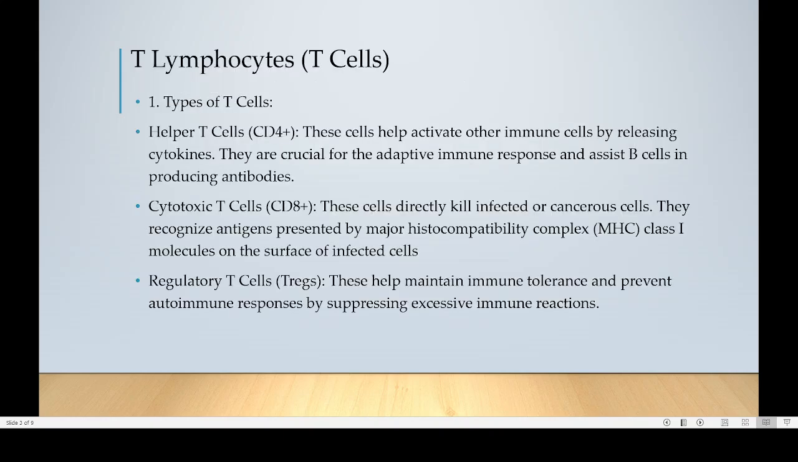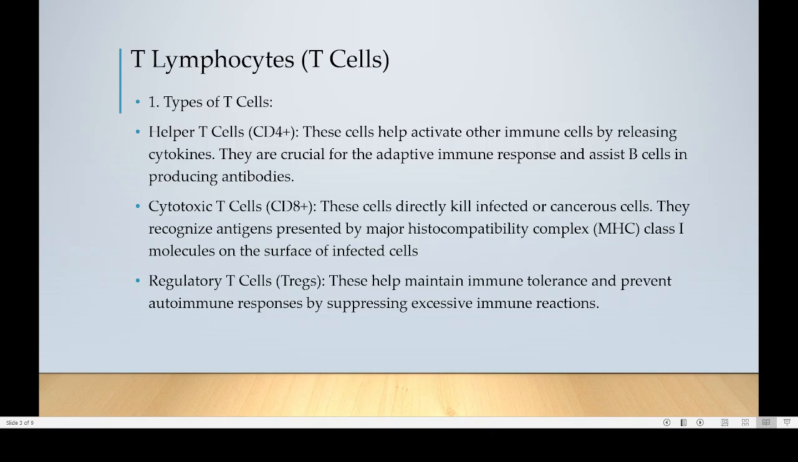Then let's understand what is a T lymphocyte. Basically, lymphocyte is one type of WBC. There are different types of WBC like lymphocyte, monocyte, neutrophil, eosinophil and basophil. 5 different types of WBC are there. And among them, one type of WBC is known by the name lymphocyte. Now, if you take the lymphocyte, there are 3 or 4 different types of lymphocytes.